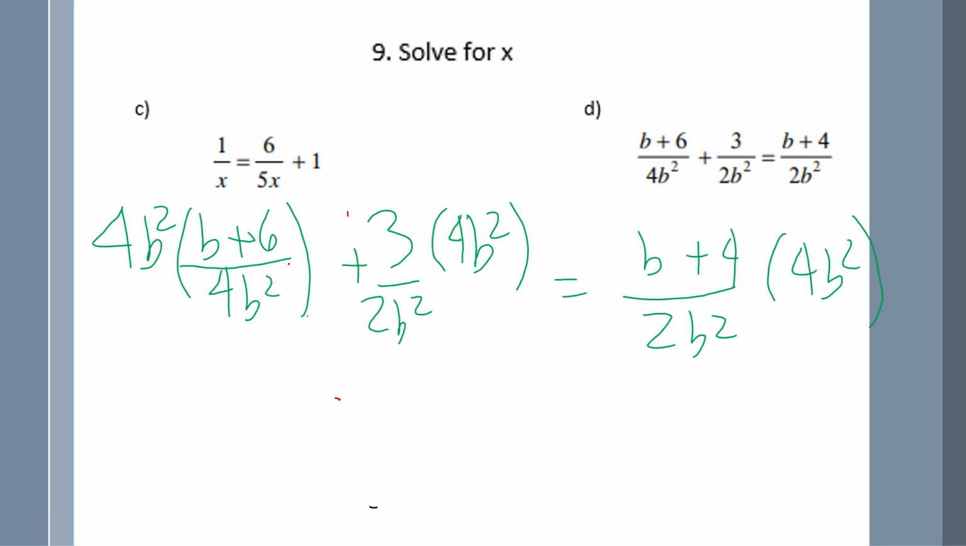All right, so on the left hand side, these cancel out, so that's b plus 6 plus, so here you can cancel out the b squares, and then that'd be just 3 times 2, which is 6.